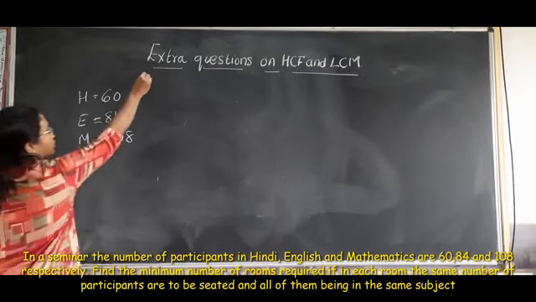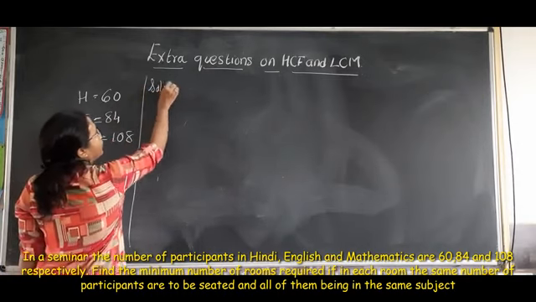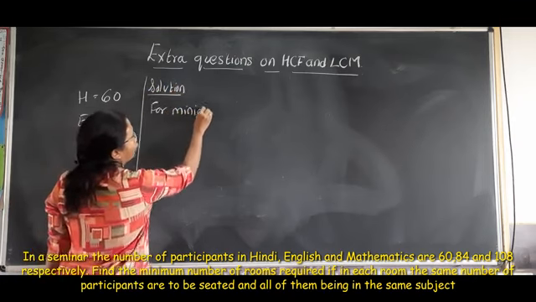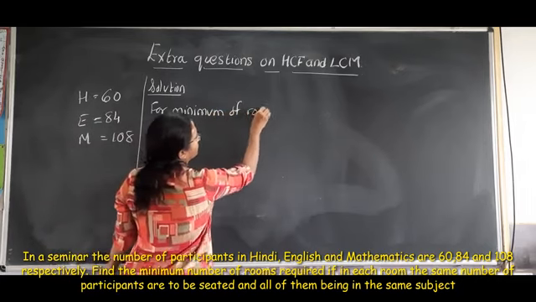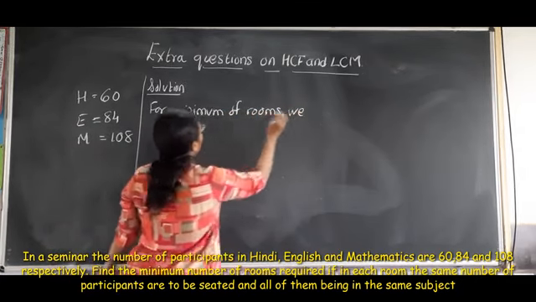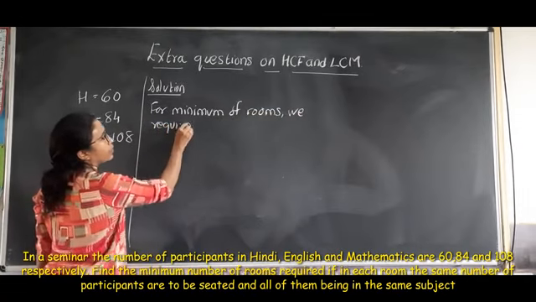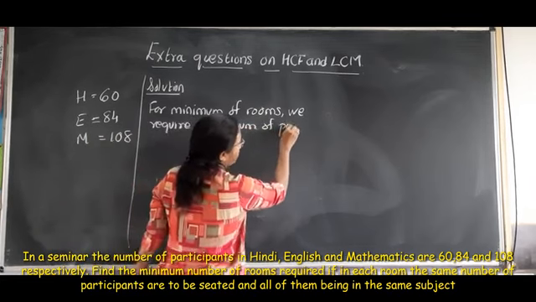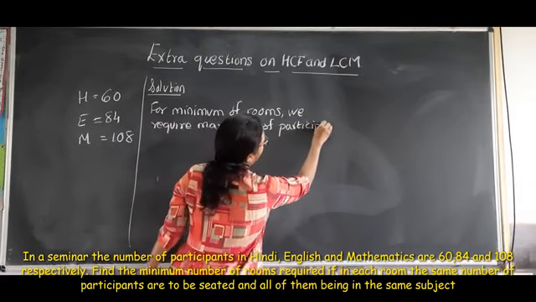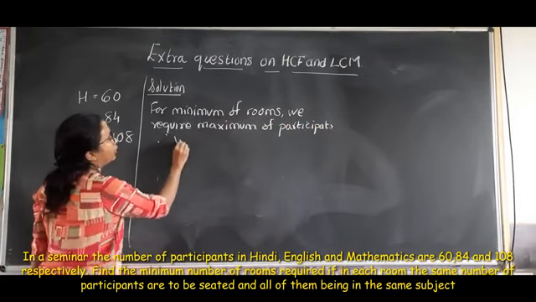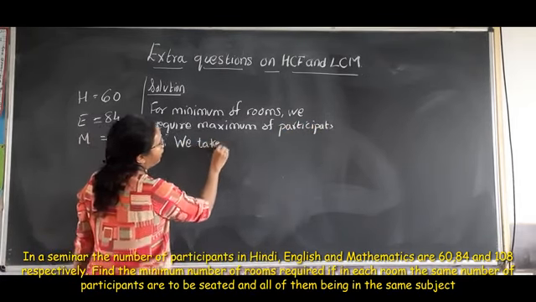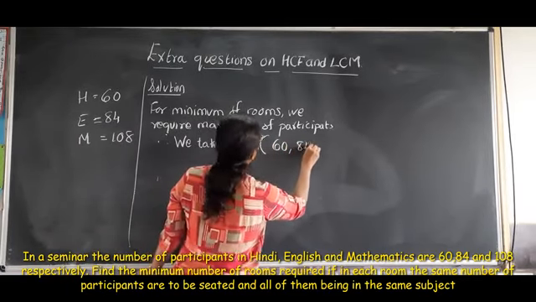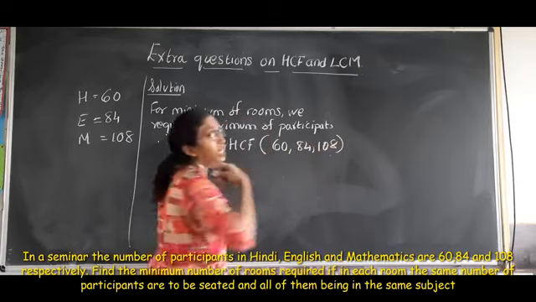So here we just write the solution. For the minimum number of rooms, we require the maximum number of participants in each room. I hope this is clear for you. Therefore, we take the HCF of these three numbers. Please understand the same logic: if I take LCM instead, will it be suitable?